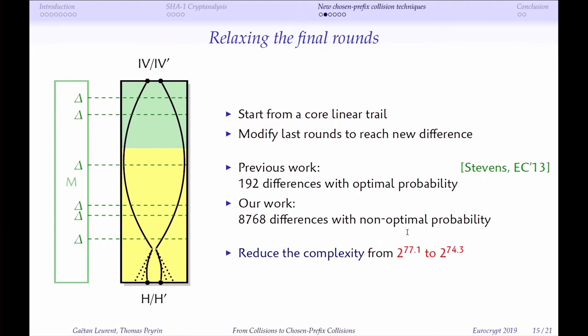We start from some differential trail in SHA-1. And like in previous work, we look at the last rounds, and we give a little bit of freedom in order to be able to reach a few different values of output differences. In the previous attack, they used a set of 192 differences. In our work, we relax it a bit more, and we show that we can actually reach more than 8,000 differences. Just by using this, you reduce the complexity of the attack from 2^77 something to 2^74.3. So that's already a nice improvement.